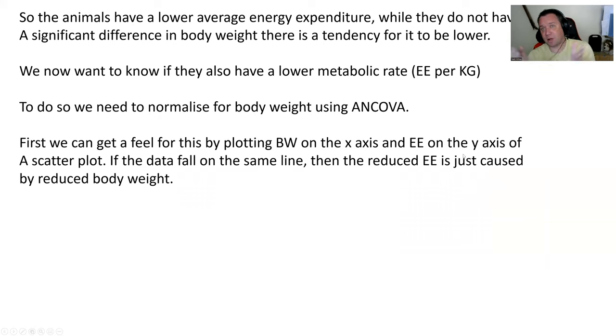So the animals have this lower body weight, and while they don't have a significant difference in body weight, it does have a tendency to be lower. Does this explain the energy expenditure? And so we need to therefore normalize for body weight using ANCOVA. The first thing you can always do to determine whether you're going to be able to run your ANCOVA and get a feel for it is plot the body weight on the x-axis and the energy expenditure on the y-axis of a scatter plot.